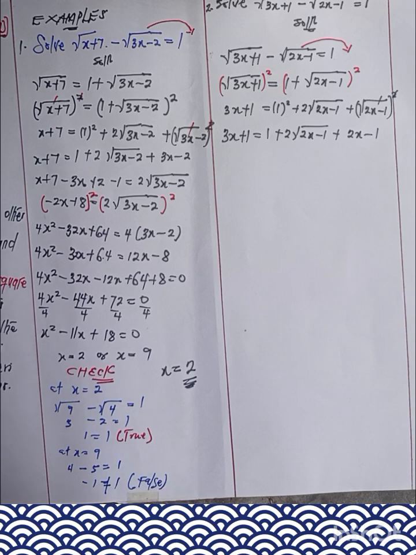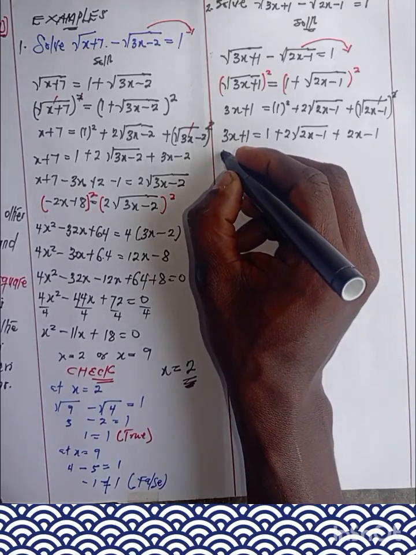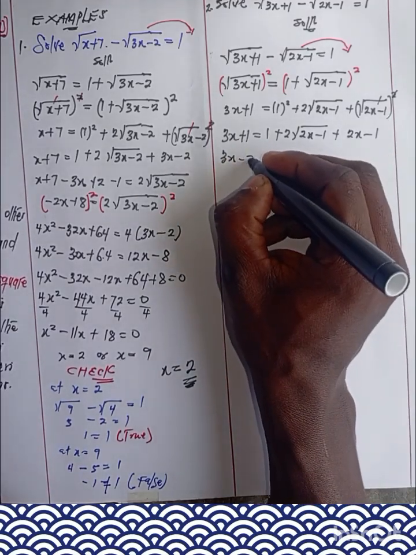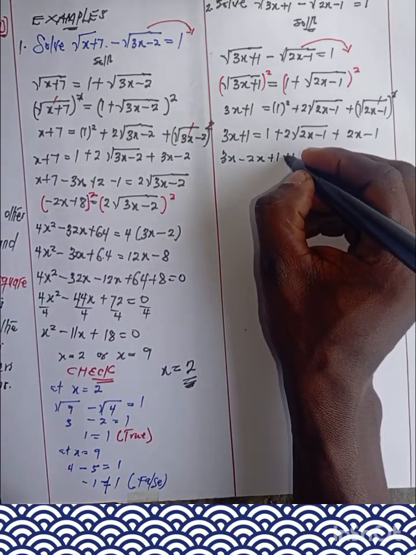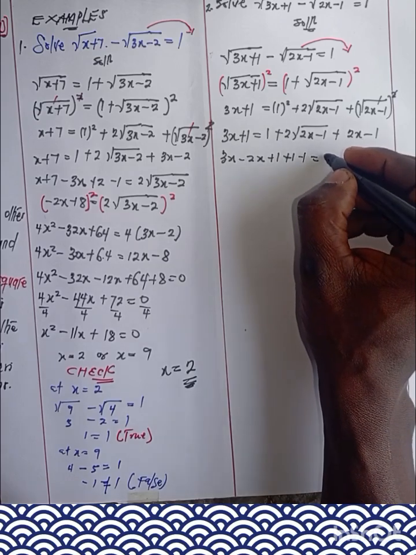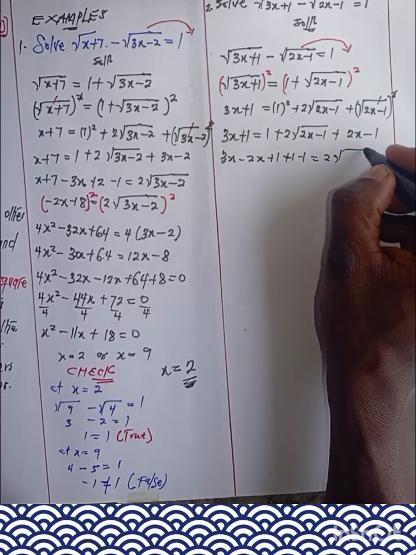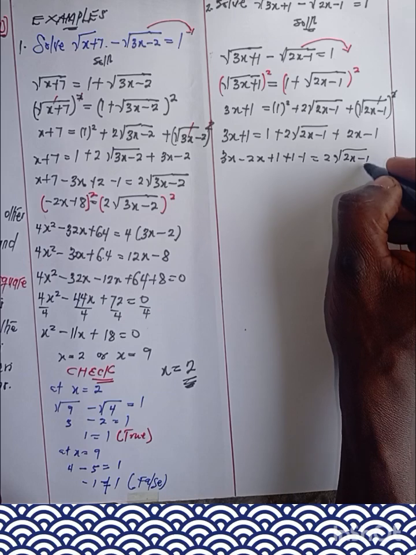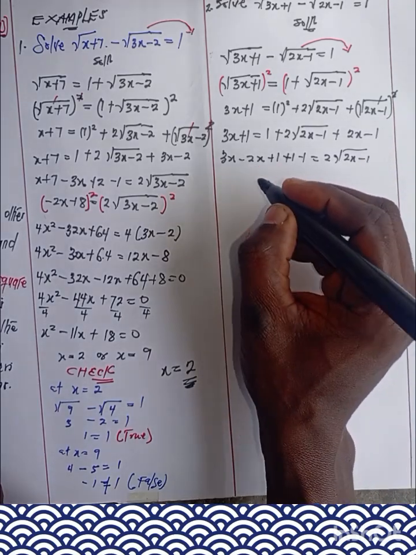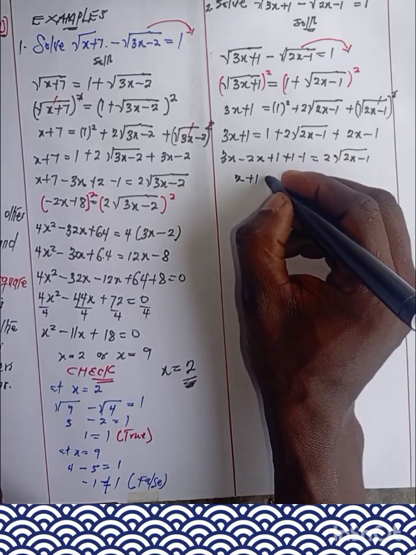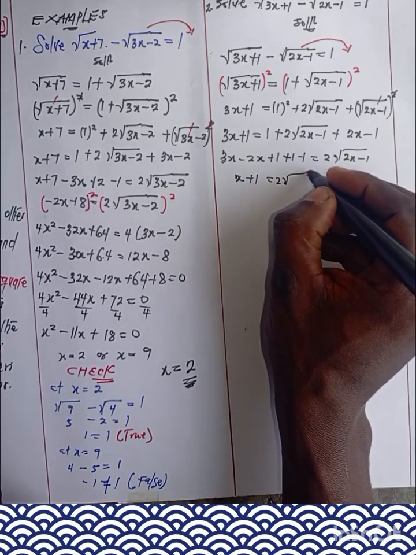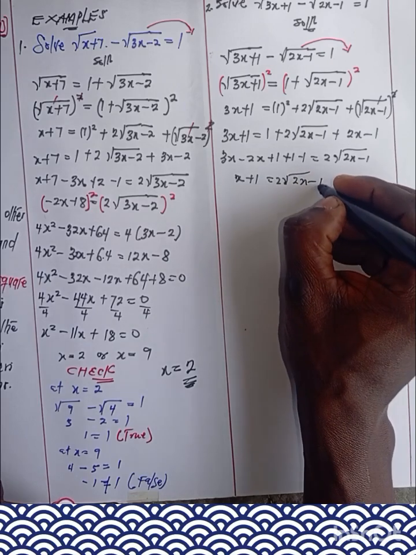Now from here it says group like terms and square again to remove all the radicals. So let's group like terms from here. So we have 3x minus 2x plus 1 minus 1 is equal to 2 root of 2x minus 1. So 3x minus 2x we have x, the 1s cancel, plus 1 is equal to 2 root of 2x minus 1.